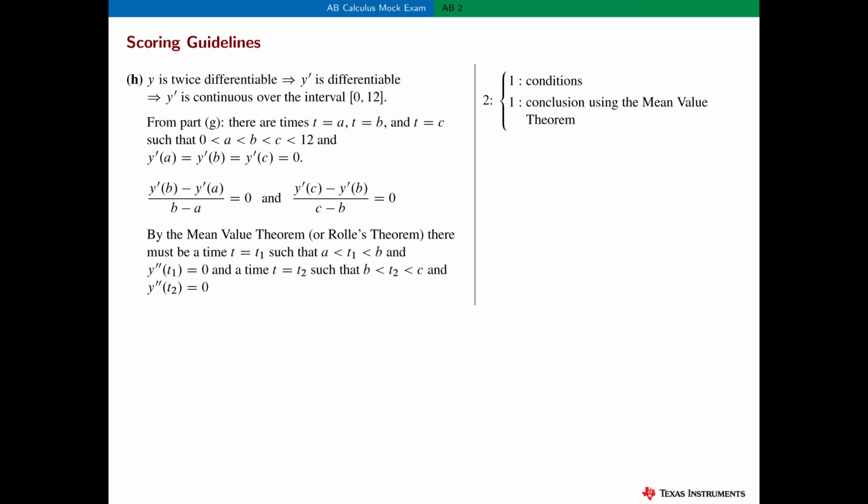This problem was worth 2 points. The first point is for stating the conditions necessary to apply the mean value theorem, and the second point is for drawing the correct conclusion using the MVT. Now again, there's a lot going on here for 2 points, but there is some repetition here in the solution. The first point I think of as sort of soft, but a very important conceptual point, and will require some good communication for the student to earn the second point.